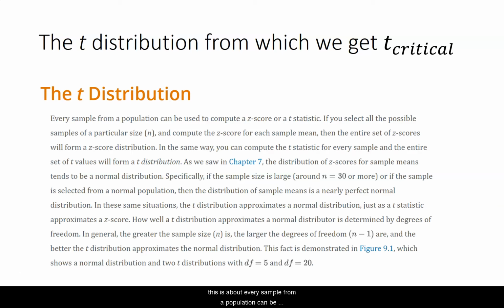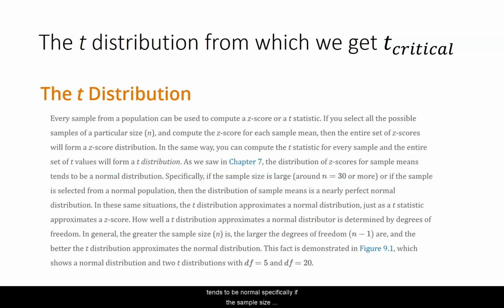Every sample from a population can be used to compute a z-score or a t statistic. If you sample all the possible samples of a particular size and compute the z-score for each sample mean, then the entire set of z-scores will form a z-score distribution. In the same way, you can compute t for every sample, and the entire set of t values will form a t distribution.